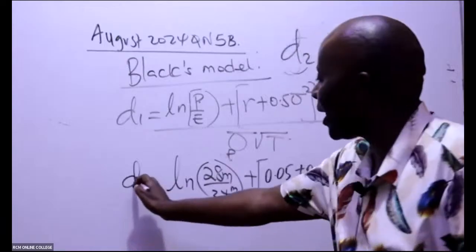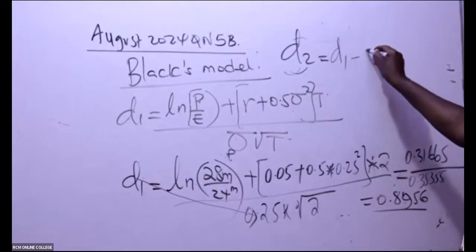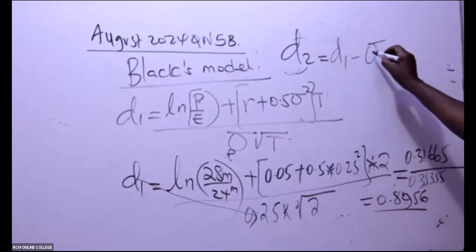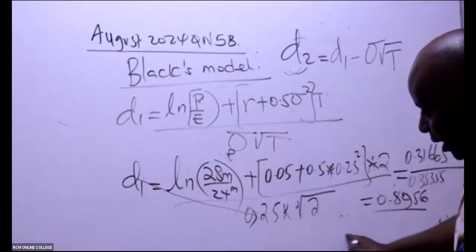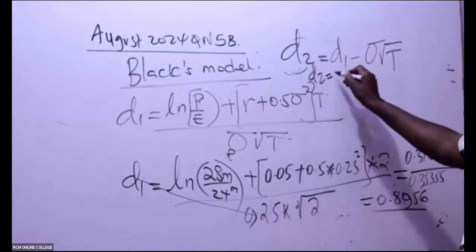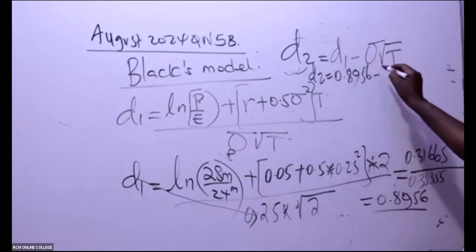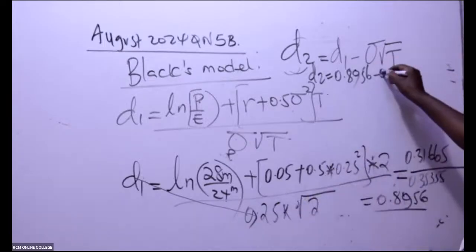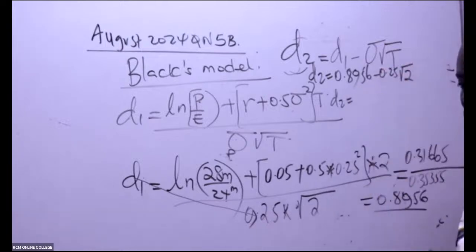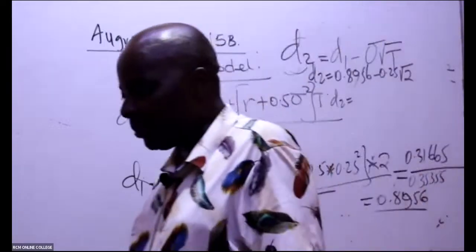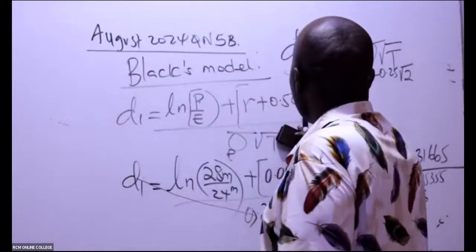So my D2 is like this. D2 will be D1 minus root of standard deviation root of T. This diagonal. You take D1 minus this. So D2 will be equal to D1 that you have just gotten here, 0.8956, minus this, the way it is, 0.25 root 2. Is there somebody who is able to give me this D2 figure?